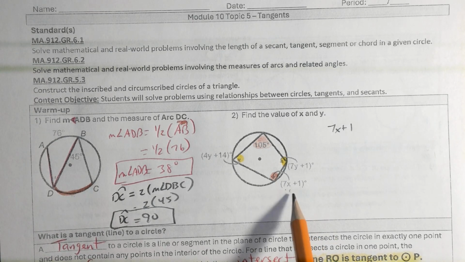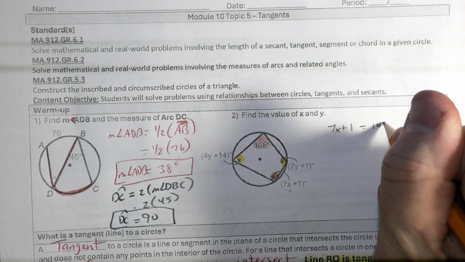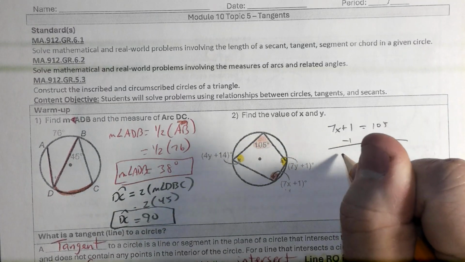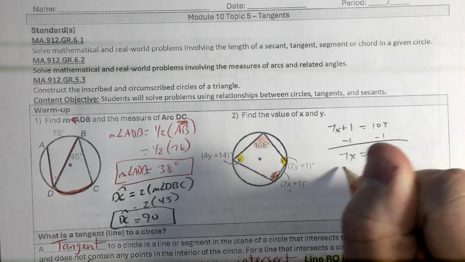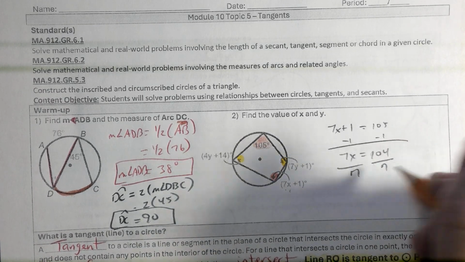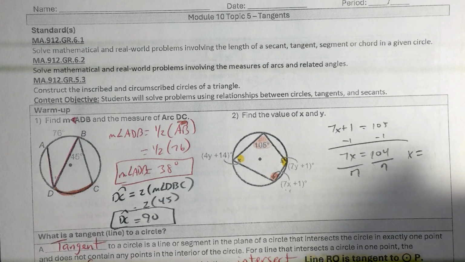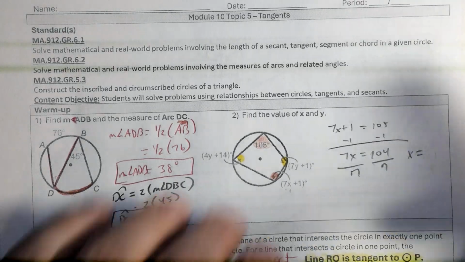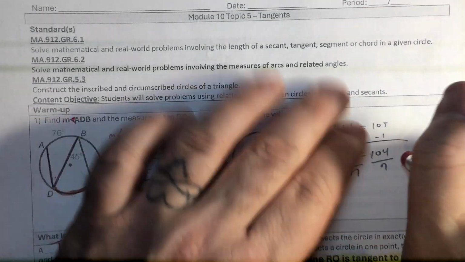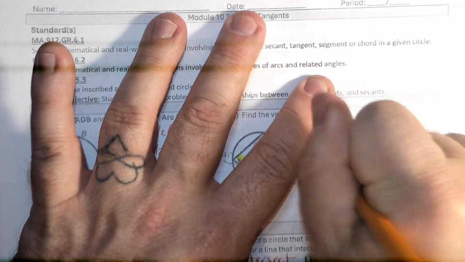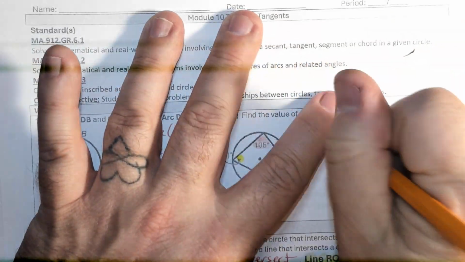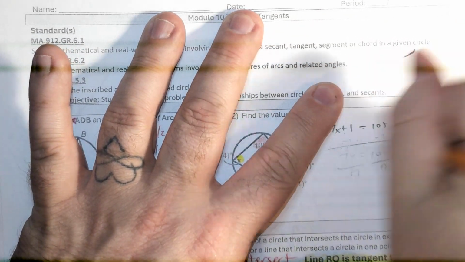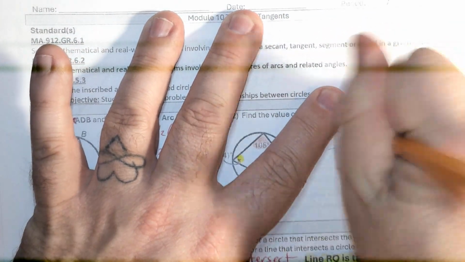But we've got 7x plus 1 is going to be equal to 105. We're going to subtract 1 from both sides to get 7x alone. 7x is going to equal 104. We divide both sides by 7. Wait a minute. Oh boy, I messed up. All right, I'll tell you what. I can erase. I know you guys can't, so I'm hoping. I'm sorry, very sorry.